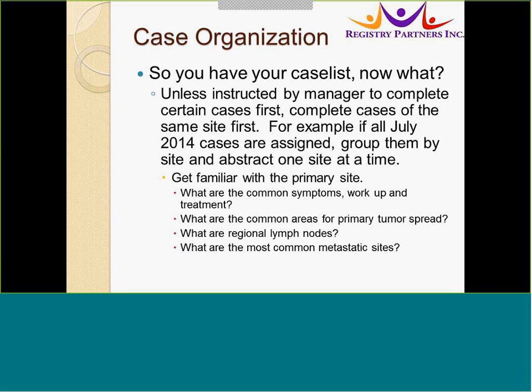What are the common symptoms of this, the workup, and the treatment? What are the common areas for the primary tumor spread? What are the regional lymph nodes for this site? And what are the most common metastatic sites? This allows you to get familiar with this one site and also prevents you from moving from manual to manual and trying to find these sites.